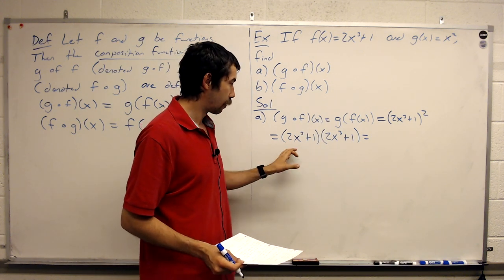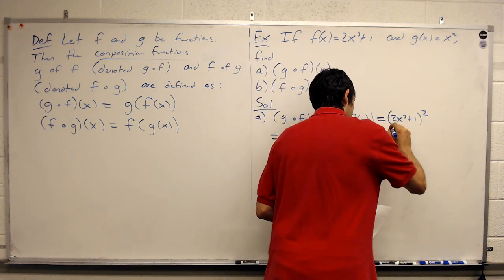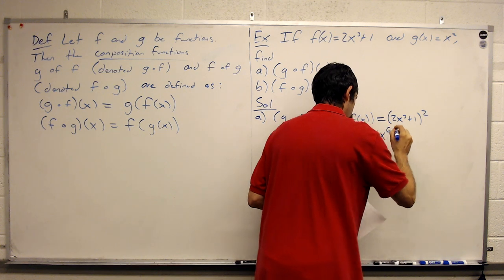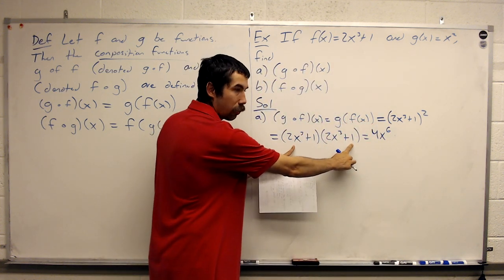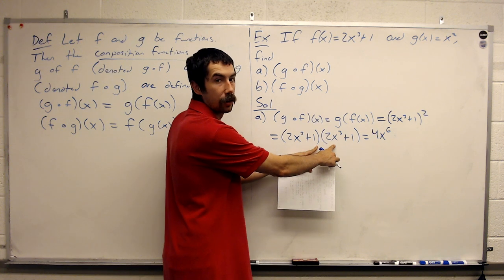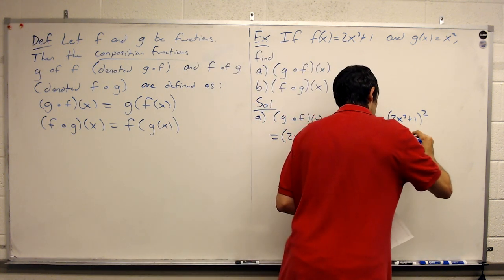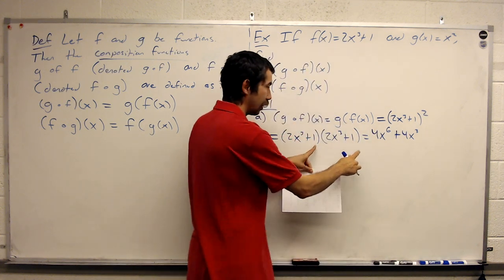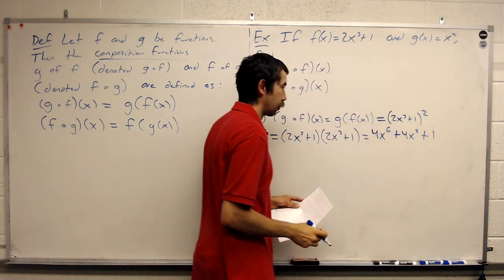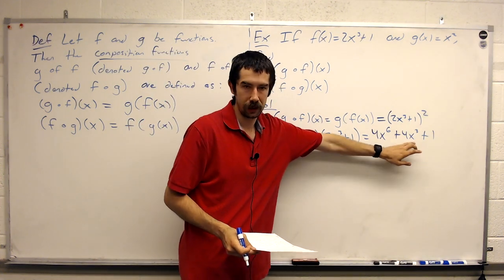So first, 4x to the sixth. Outer is 2x to the third. Inner is also 2x to the third. So that's 2 plus 2, 4x to the third. And last is just 1 times 1, which is 1. All right, so g of f of x is this function.